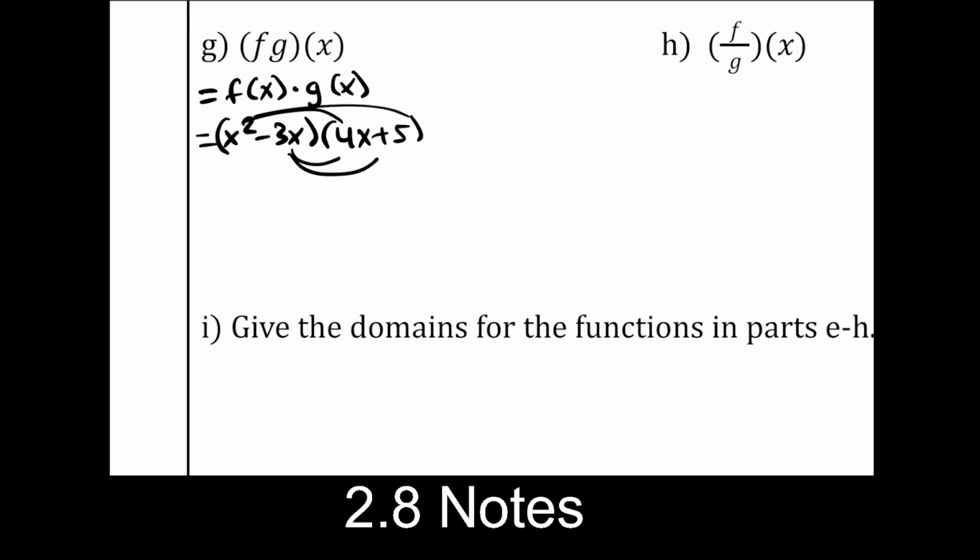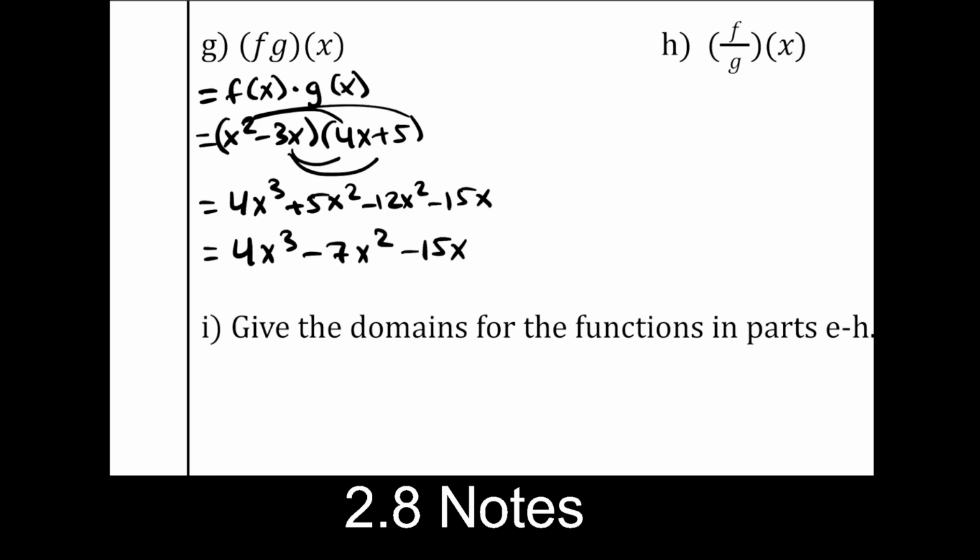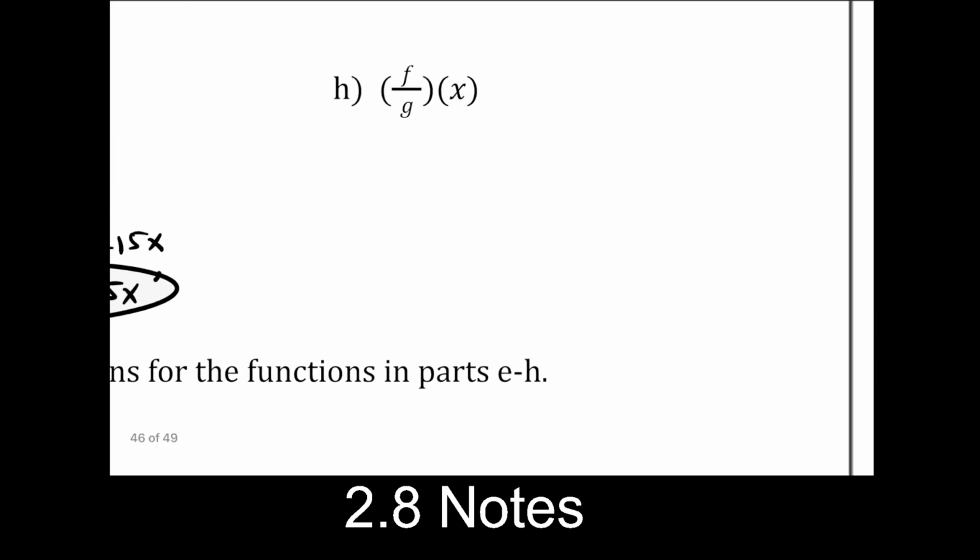And so we get x squared times 4x, that's 4x to the third power. X squared times 5, that's 5x squared. Negative 3x times 4x, negative 12x squared. And negative 3x times 5 is negative 15x. Combine like terms. I get 4x cubed minus 7x squared minus 15x. And that is my product function. Okay, nothing crazy there. And lastly, I have my quotient function.